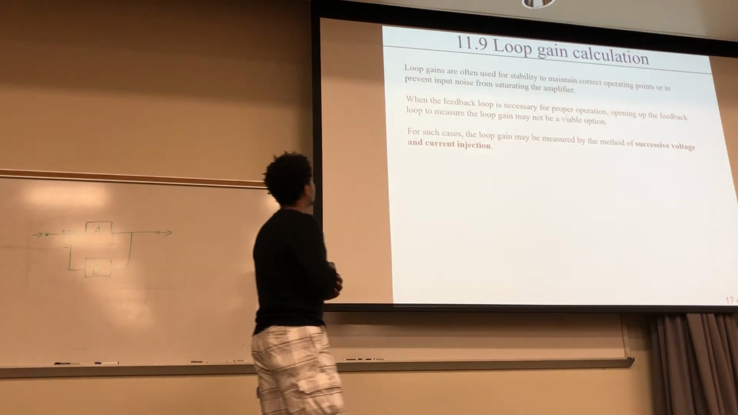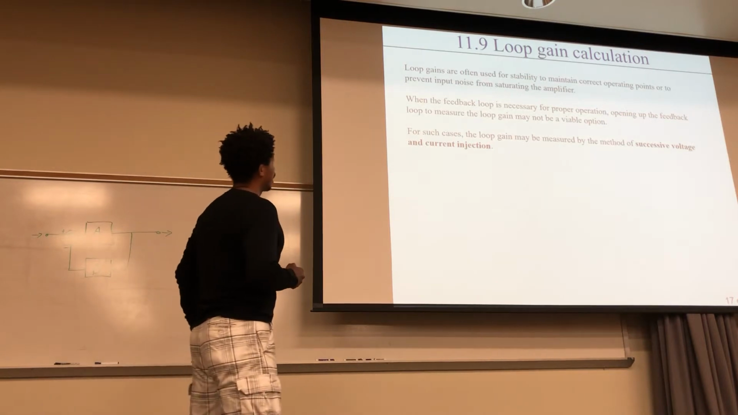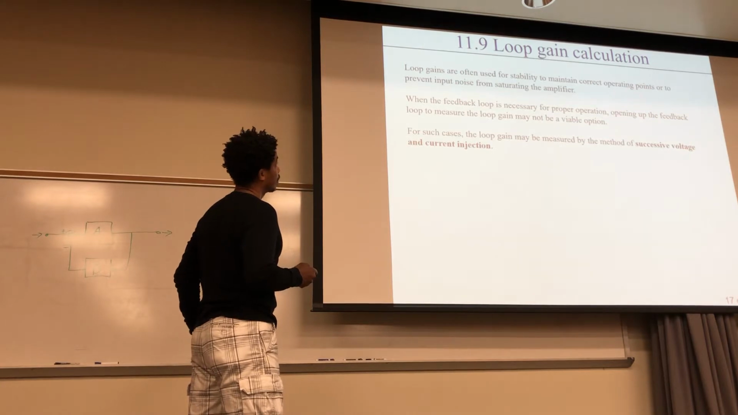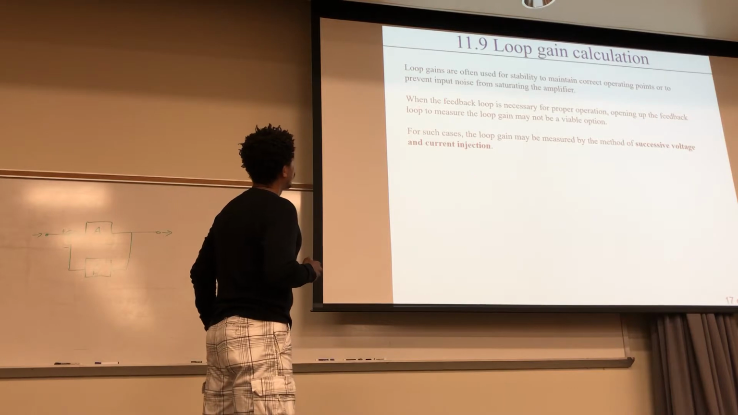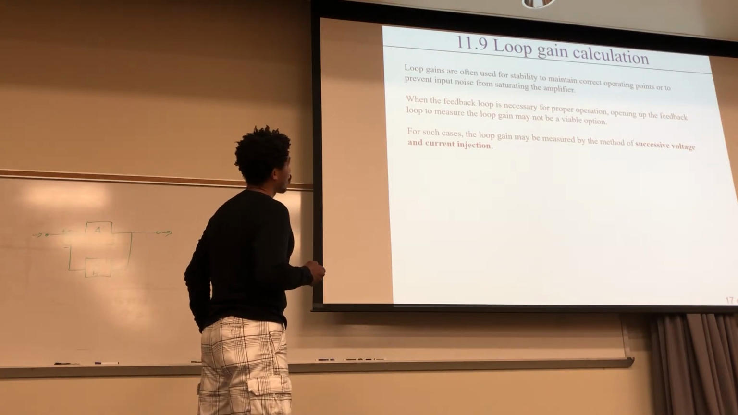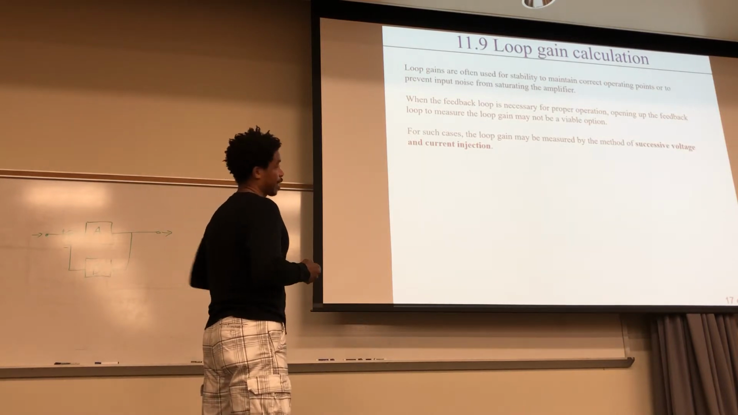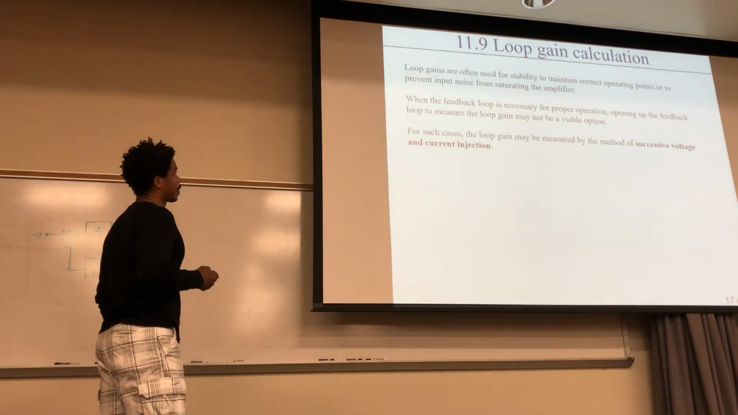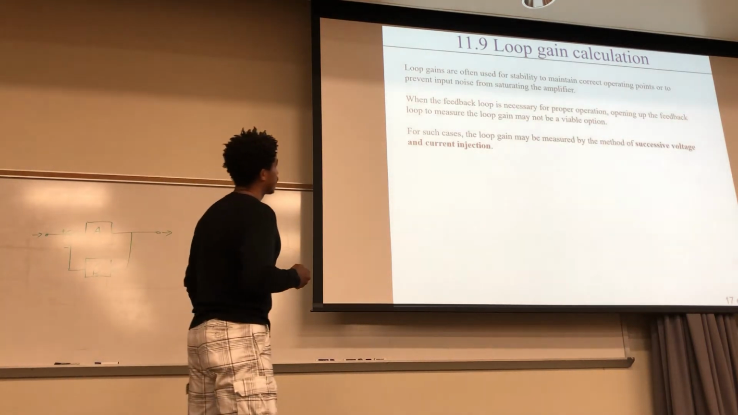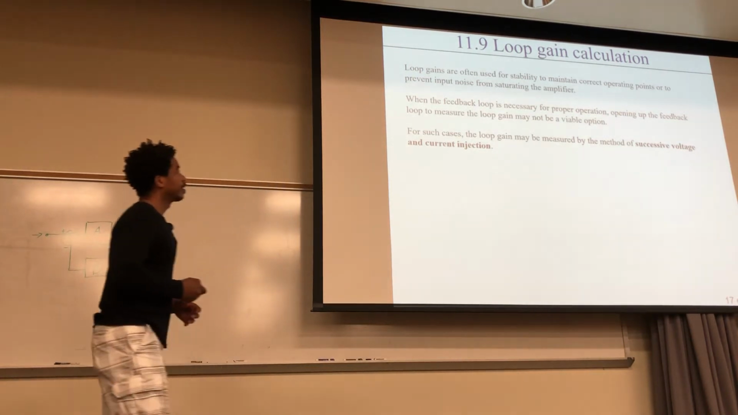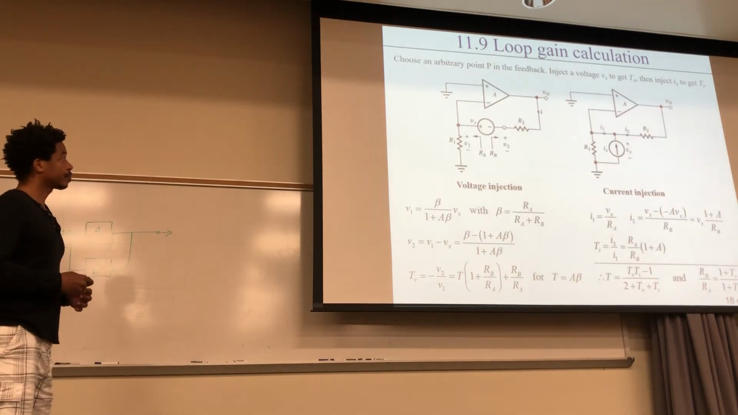Okay, so now these loop gains are often used for stability, to maintain correct operating points, or to prevent input noise from saturating the amplifier. So when the feedback loop is necessary for proper operation, opening up the feedback loop to measure loop gain experimentally may not be a viable option. For such cases, the loop gain may be measured by the method of successive voltage and current injection. Okay, so we're going to look at that now.